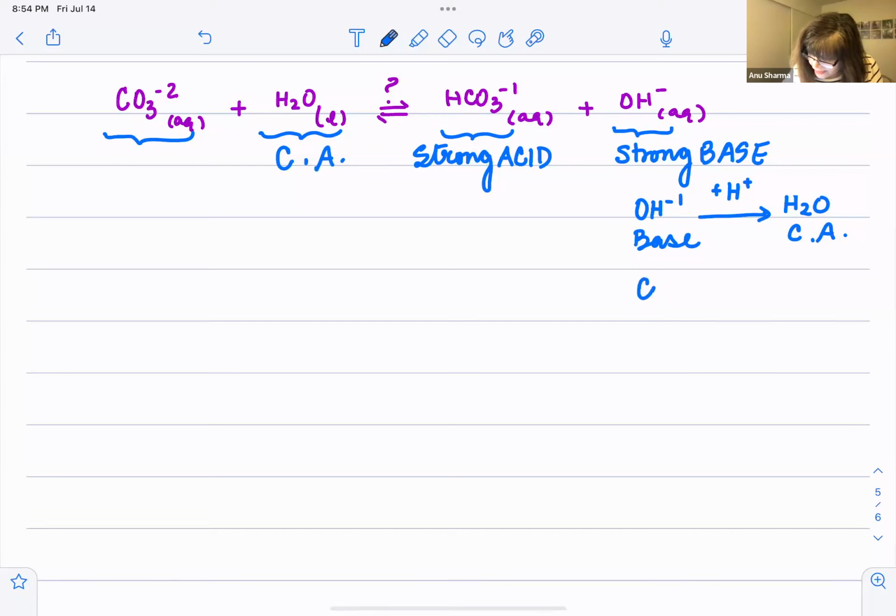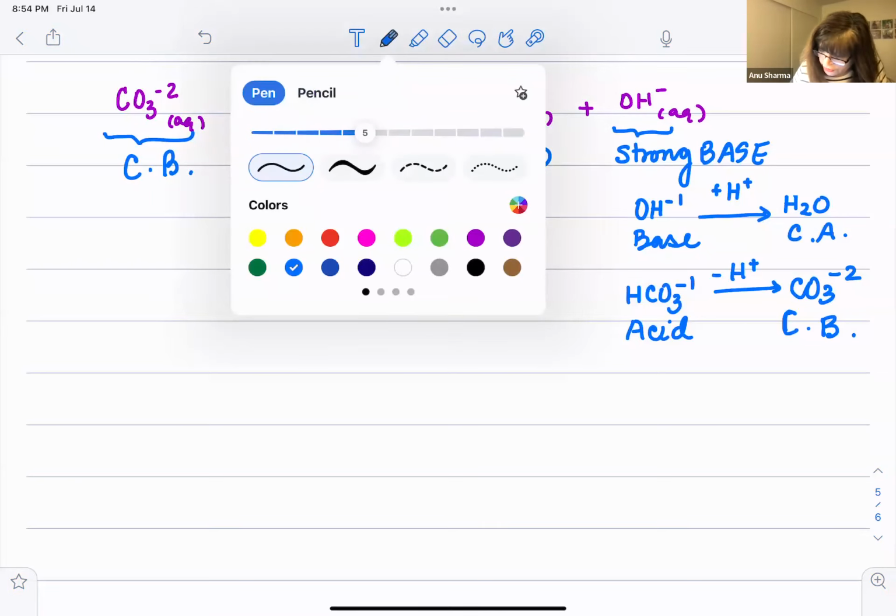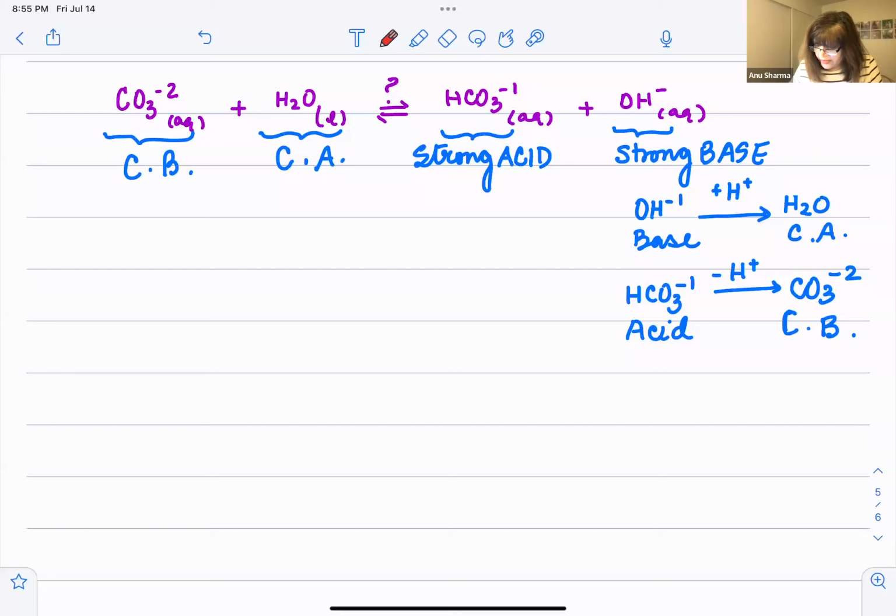And the other one is the carbonate, CO3 minus two. Actually wait, HCO3 minus one. HCO3 minus one will give away one hydrogen ion. So that's how you get CO3 minus two. So this is acting as an acid, and the carbonate ion is the conjugate base. Now, first you do that, then look at the table and identify which one is strong and which one is weak. So we are going to look at the OH and HCO3 are strong.